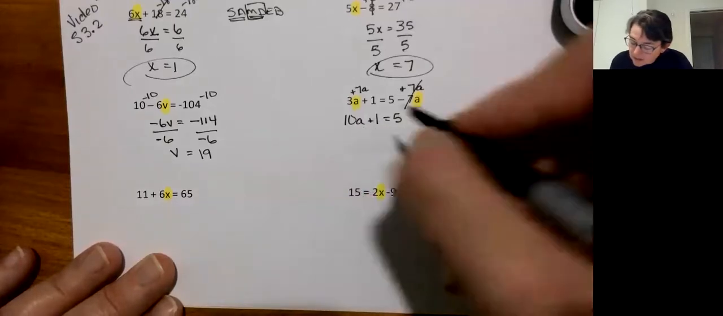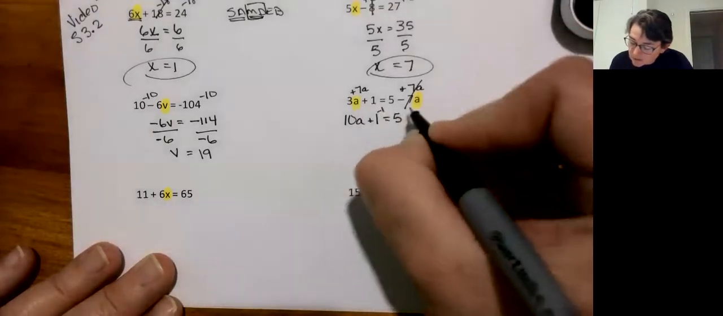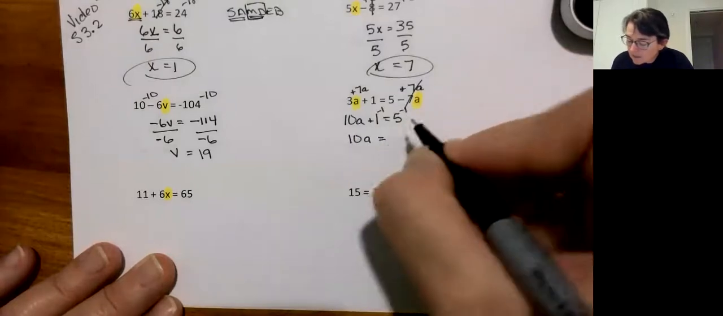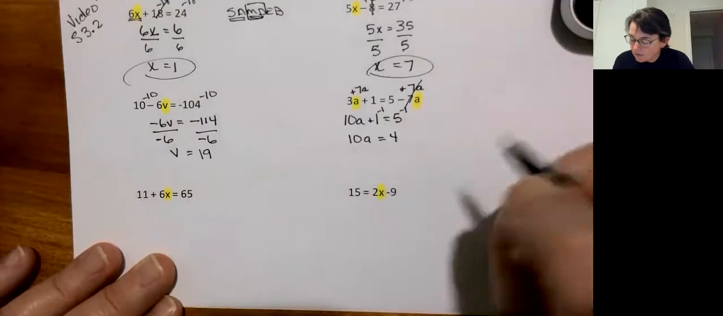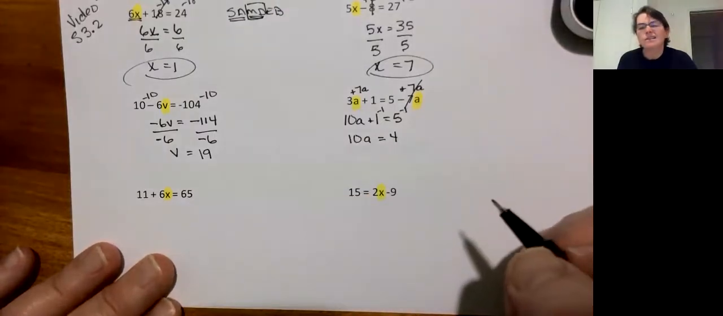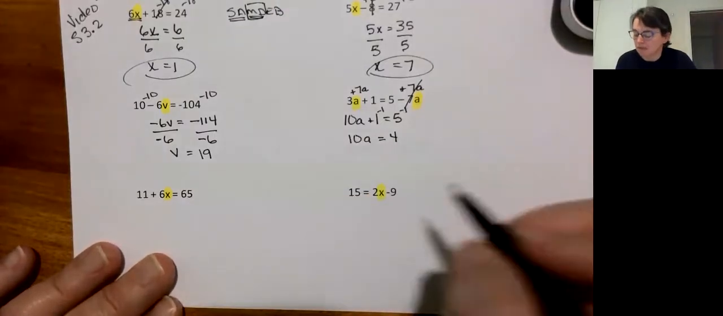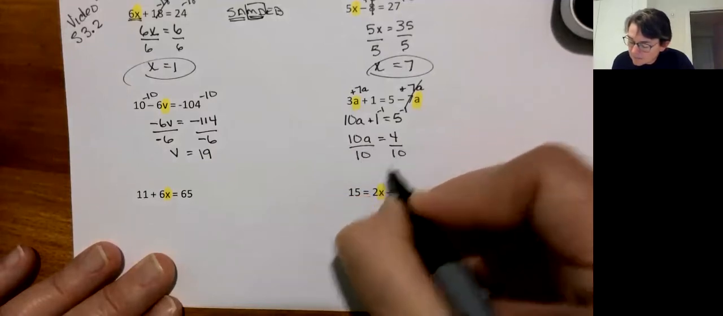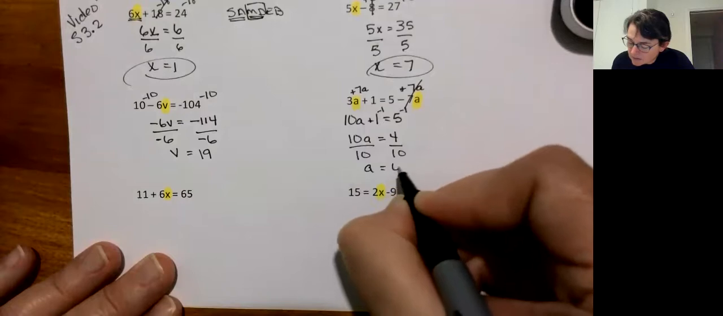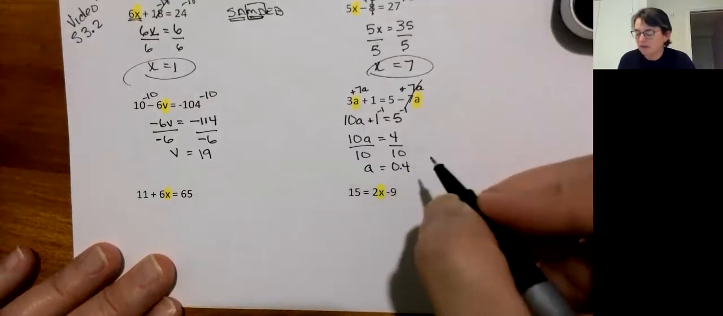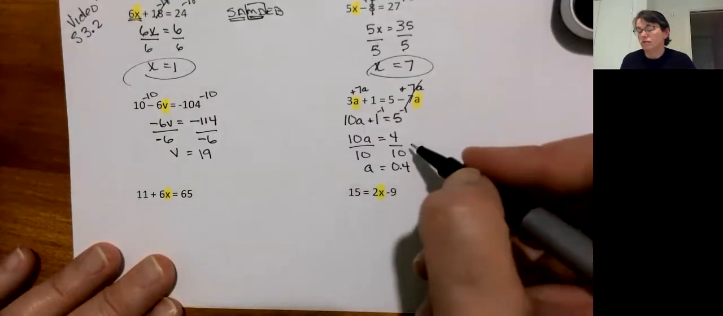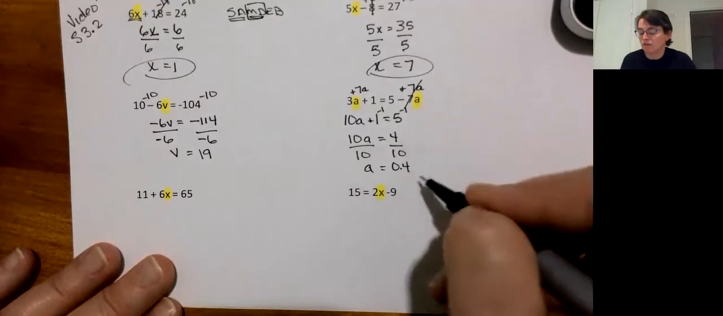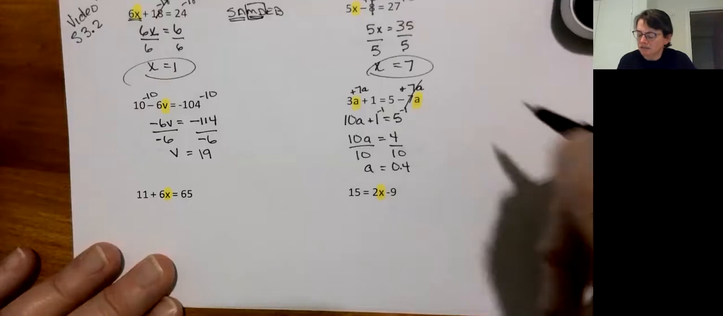Now, I'm going to move minus 1. 10a equals 5 minus 1, which is 4. I'm a little concerned because this doesn't look like it's going to come out as a whole number. Oh well. So a is equal to 0.4. Don't leave it as 4 over 10. If you want to leave it as a fraction, divide both by 2 and get 2 over 5, or just cheat and use your calculator.